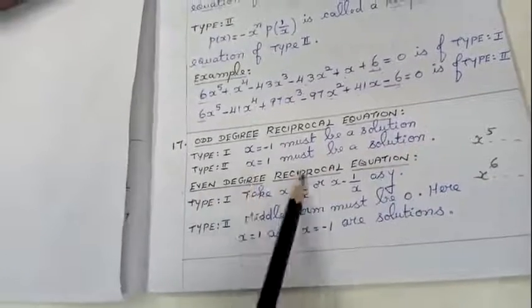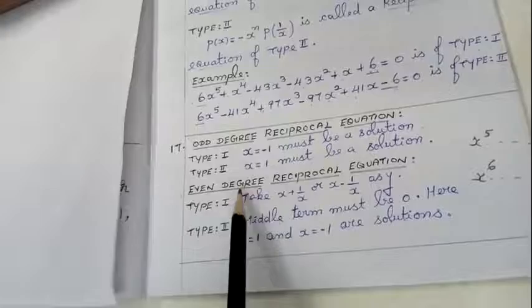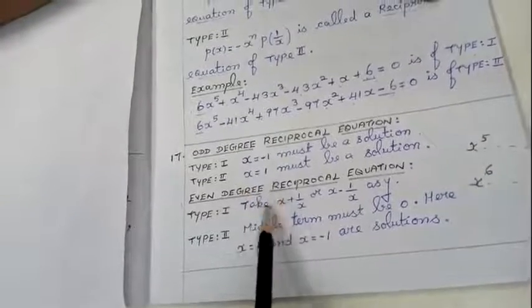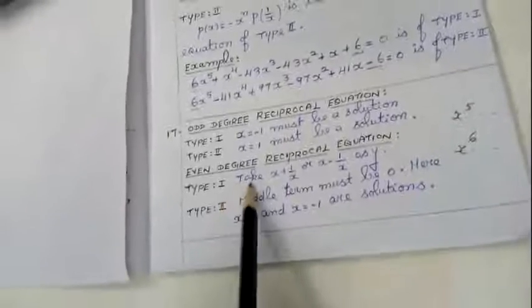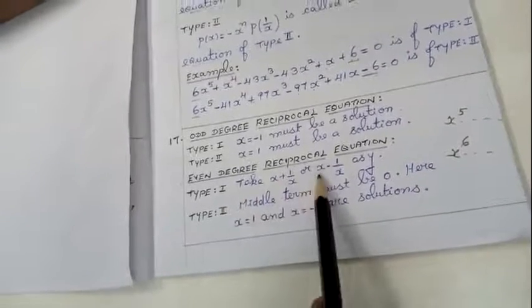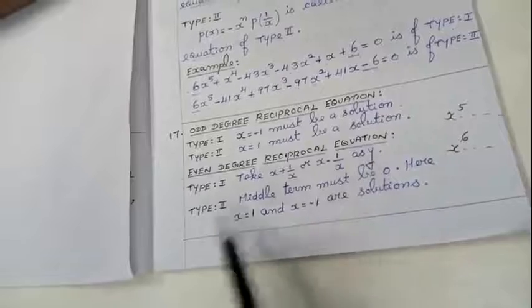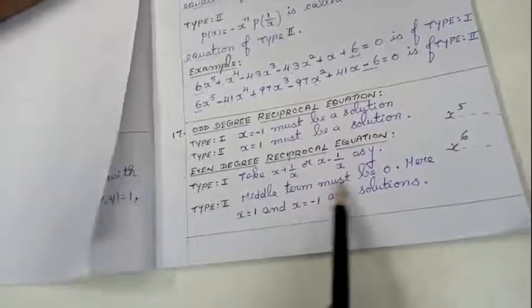Coming to even degree reciprocal equation, what is the meaning of even degree? Starting with even power. In that, if you are going to get type 1, they are asking you to take x plus 1 by x or x minus 1 by x as y. Type 2 means the middle term must be 0.